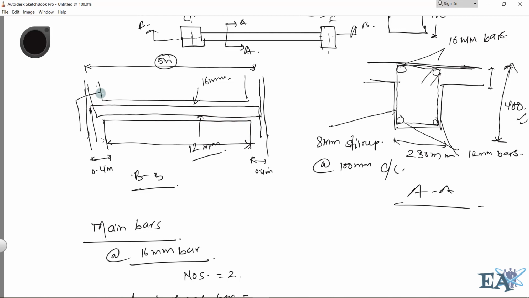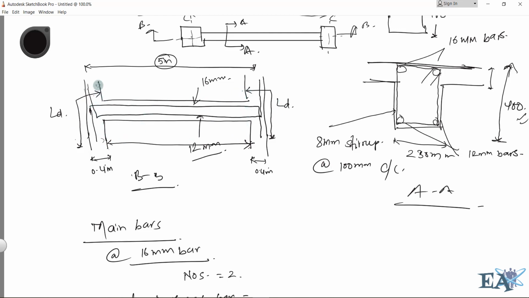From here to here it's LD, that is the development length. On this side also, from this face of the column up to its end, it's LD. And if I add this inner length from here to here, plus 2LD, I'll get the total length of the rebar.